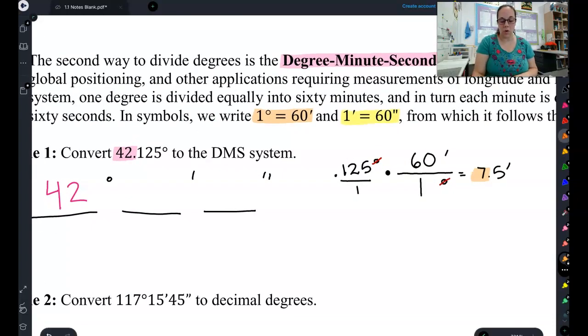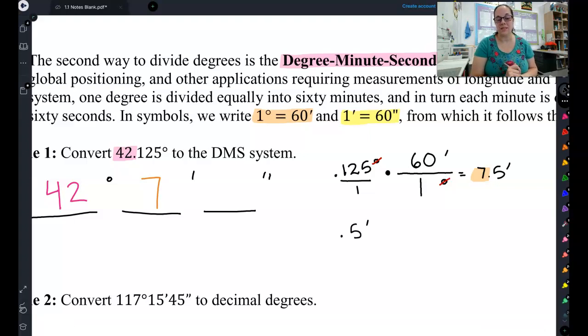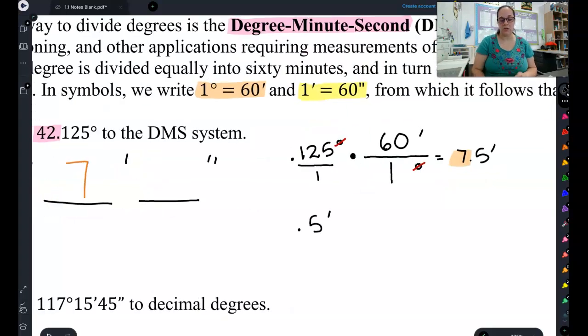So I'm going to take the whole number 7, make that my minutes, and then I'm going to take the decimal part, which is in minutes, and use that to get my seconds. Once again, we're taking those little tiny decimal rotations and breaking them up into fragments so that we can rotate minutely the right amount to get us to where we want to be. So I take this 0.5 minutes, and now I'm going to do a conversion to convert the minutes into seconds.